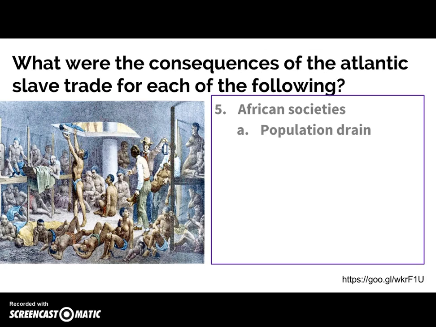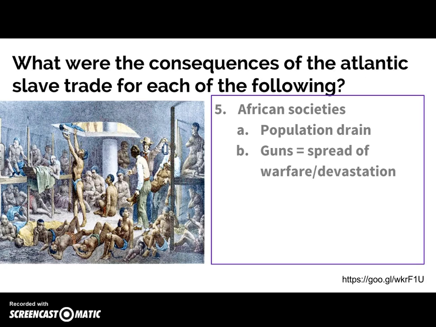There was a huge population drain, and what that means is that they were losing a lot of people, right? The slaves that were being kidnapped and taken would have been some of their strongest, best workers. And those people are being taken and stolen away from African societies over hundreds of years. It was millions of people that were taken over that time period.